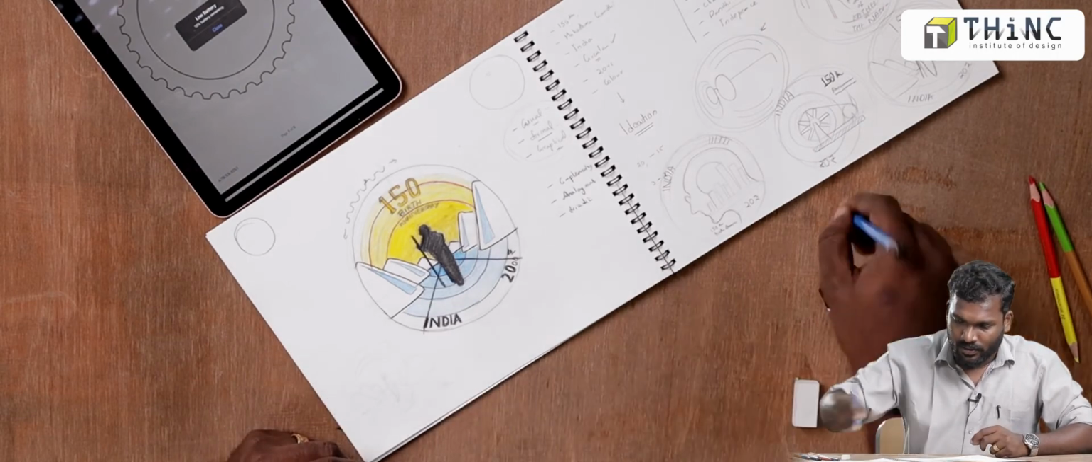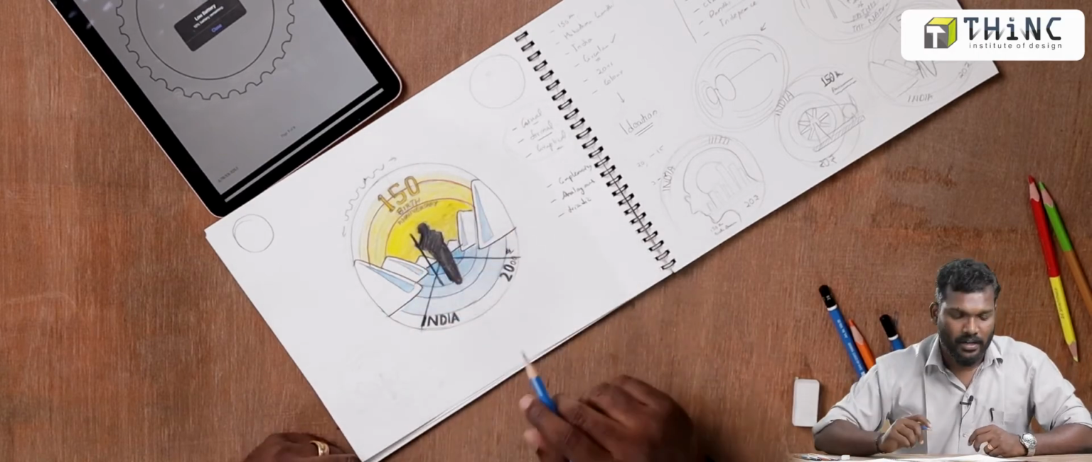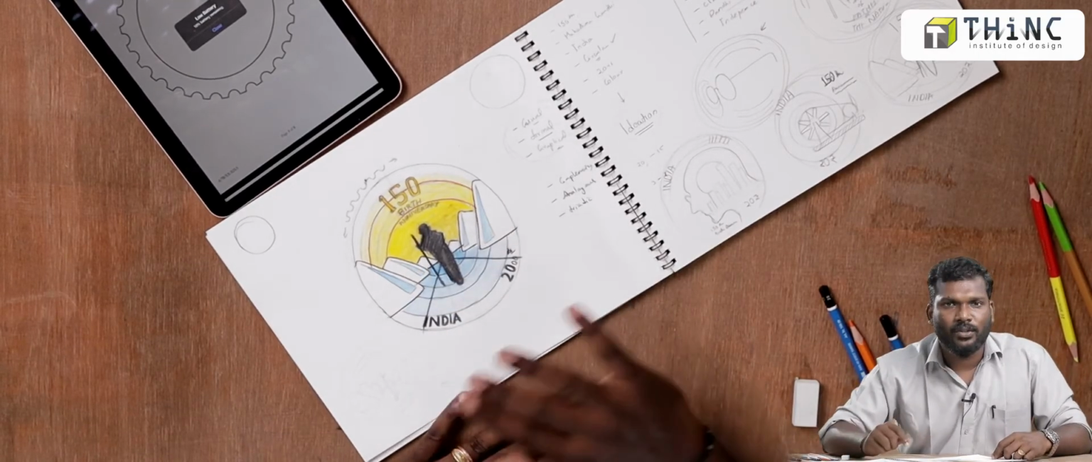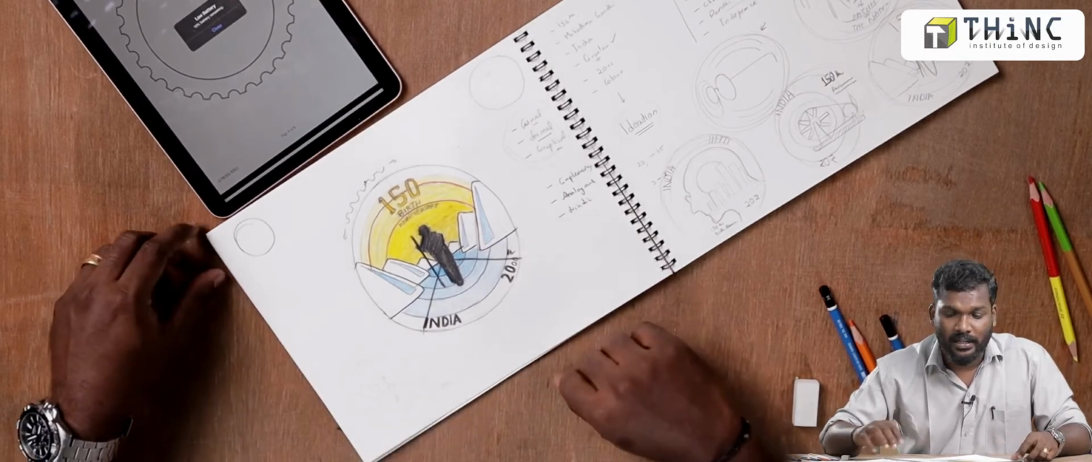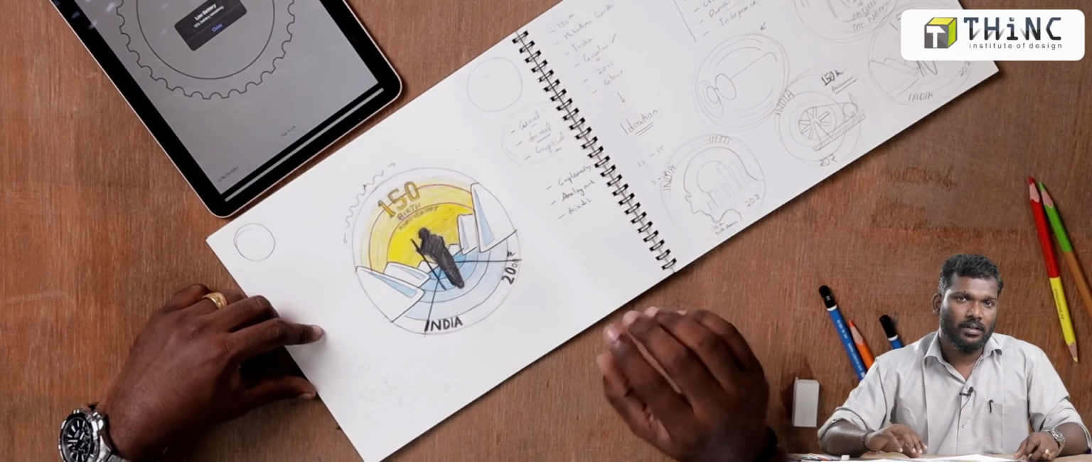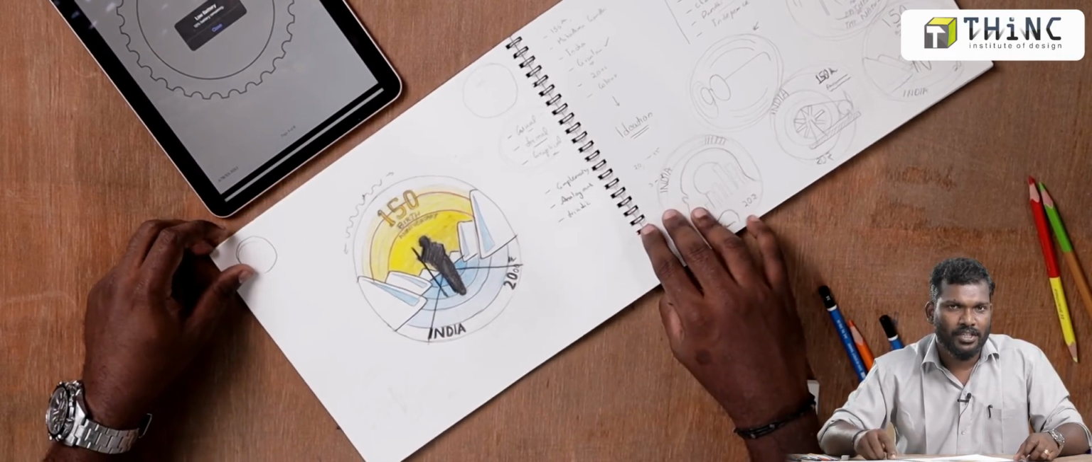Fine. So this is just to make you understand what the process was, and then to come to the final deliverable. So with this, we have attempted this question, how to create a graphical poster stamp for celebrating 150th birth anniversary of father of nation, Mahatma Gandhi.